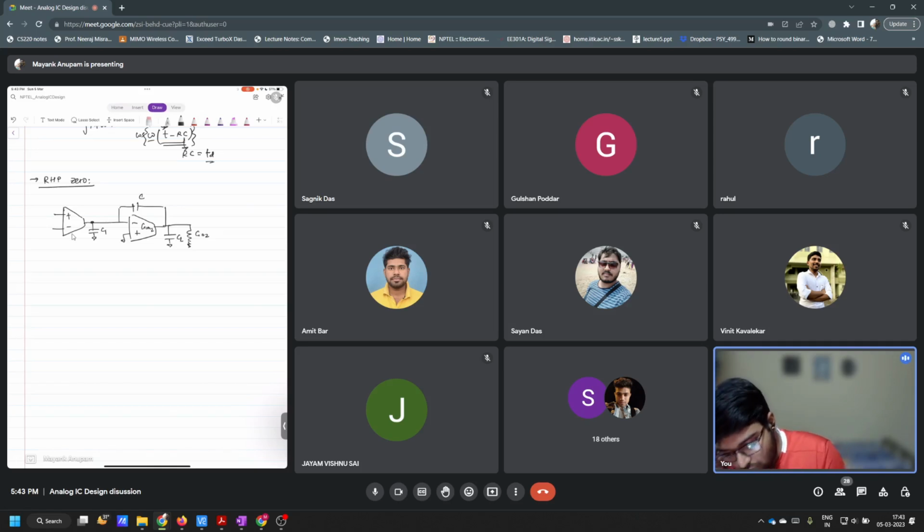Okay, so you remember, right, that in this case we have a right half plane 0, isn't it? And what is the location of 0? GM2 by C. GM2 by C, correct.